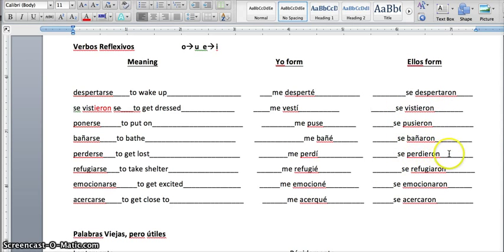This one always feels wrong to me because I know it's a stem changer in the present tense, an E to IE stem changer. There's something about it. It is not an IR verb, so we're done. It's not a stem changer in the preterite. Se refugiaron, se emocionaron, se acercaron.